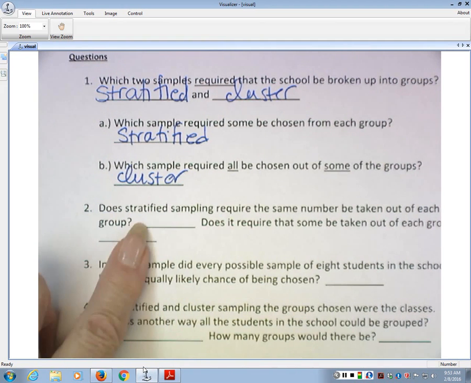Does stratified sampling require that the same number be taken out of each group? Well, the way that we did it, we were told to take a certain number out of each group, but we have to. I was confused by that.